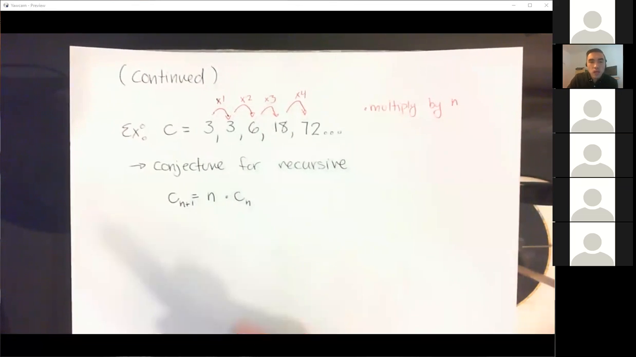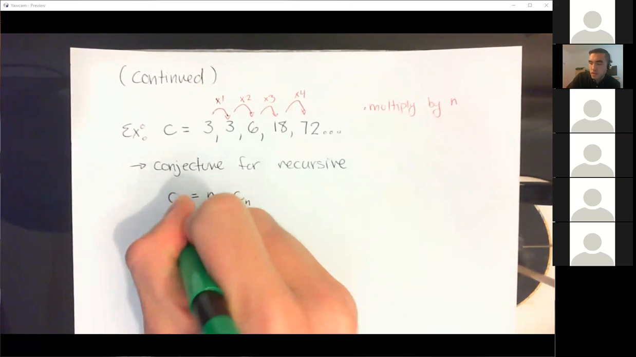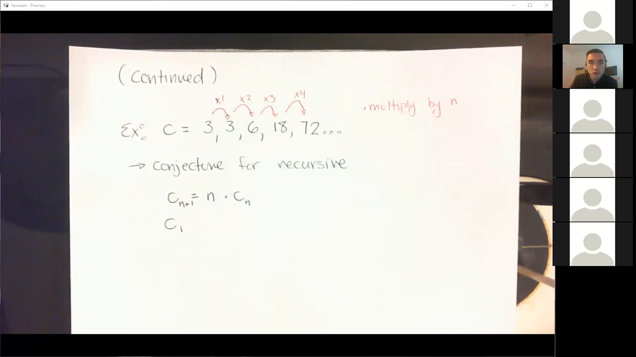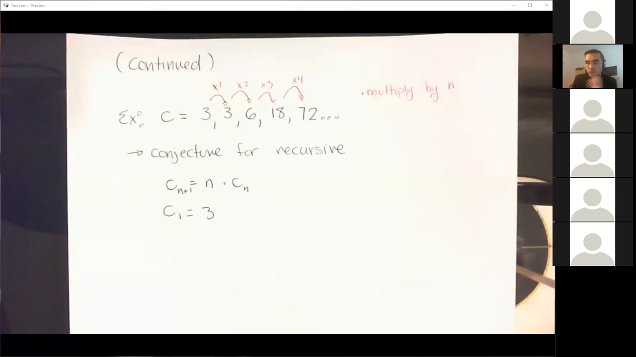So this is it. The only other thing we need to establish this sequence recursively is what else do we have to define? Where it starts. So it's this as long as C sub one is what number? Three. C sub one is three. So this should generate this out forever. Is this okay? Yep.